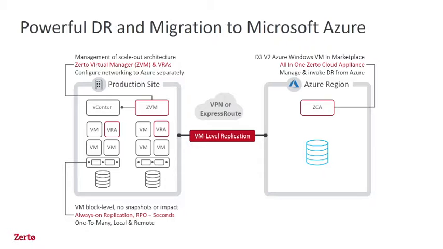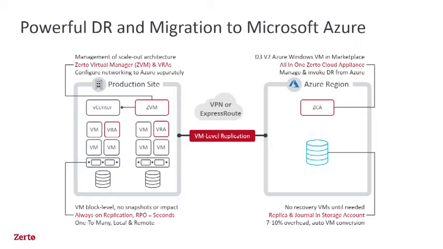Then on the VM side: block level, no snapshots or impact, of course. Always-on replication, one-to-many, local and remote. One-to-many is kind of key for those of you who have not tried that yet. And then no recovery VMs until needed, obviously. We don't throw VMs out there. So key, in Azure you're not paying for consumption for a VM on the recovery side, because all we're doing is putting it into storage: replica and journal in a storage account, with 7 to 10% overhead.